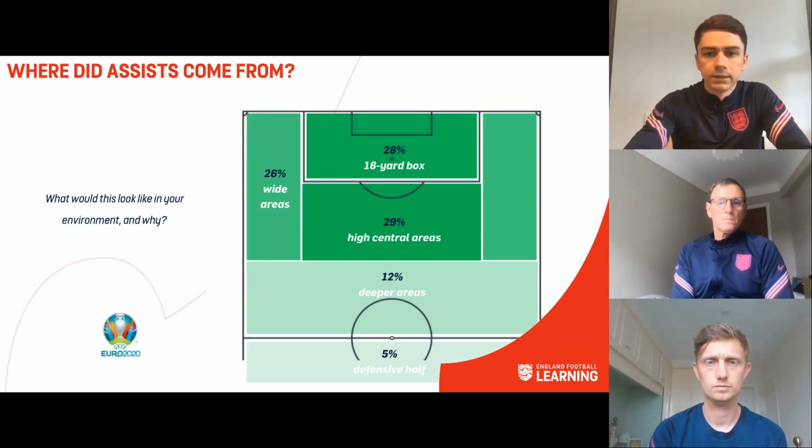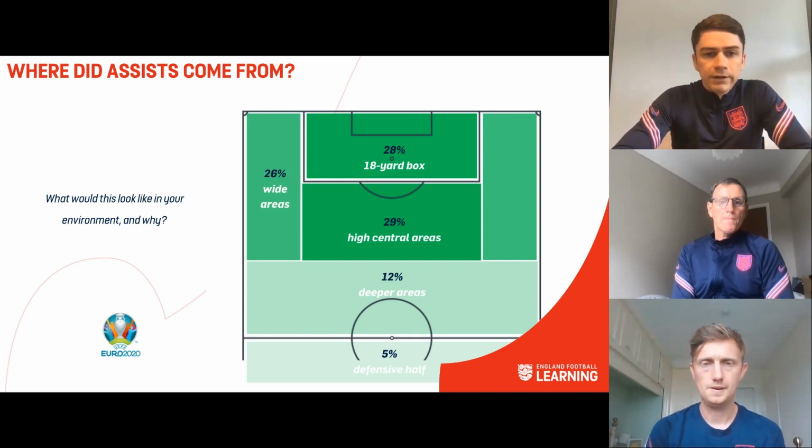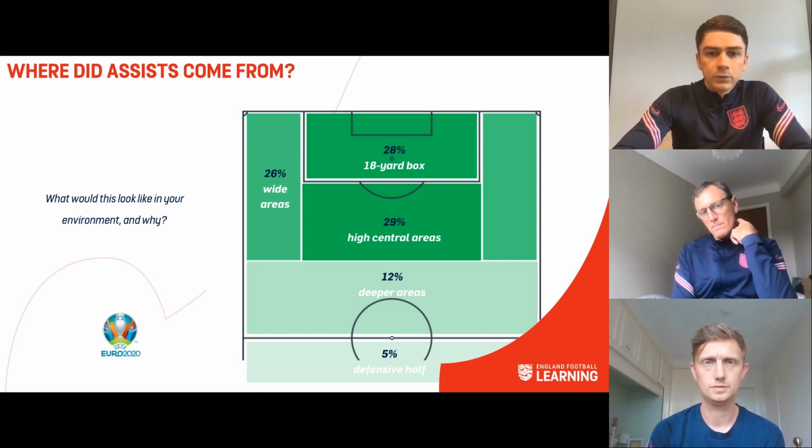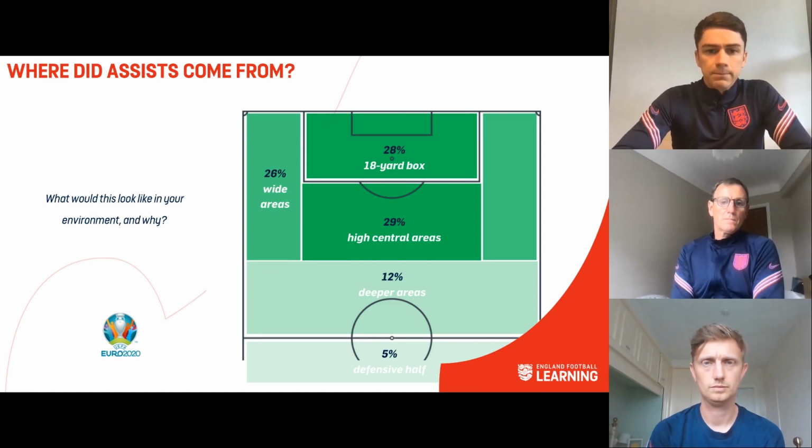The next thing we're going to look at is the variation from where assists originated from on the pitch. So feel free to pause this video and digest the information at your own pace. But this picture shows that there's a nice amount of variation between assists from inside the box, high central areas and wide areas, mainly being the three key areas. But we've also got an appreciation for the deeper areas inside that half and also from the defensive half. So do our practices ever reflect this?